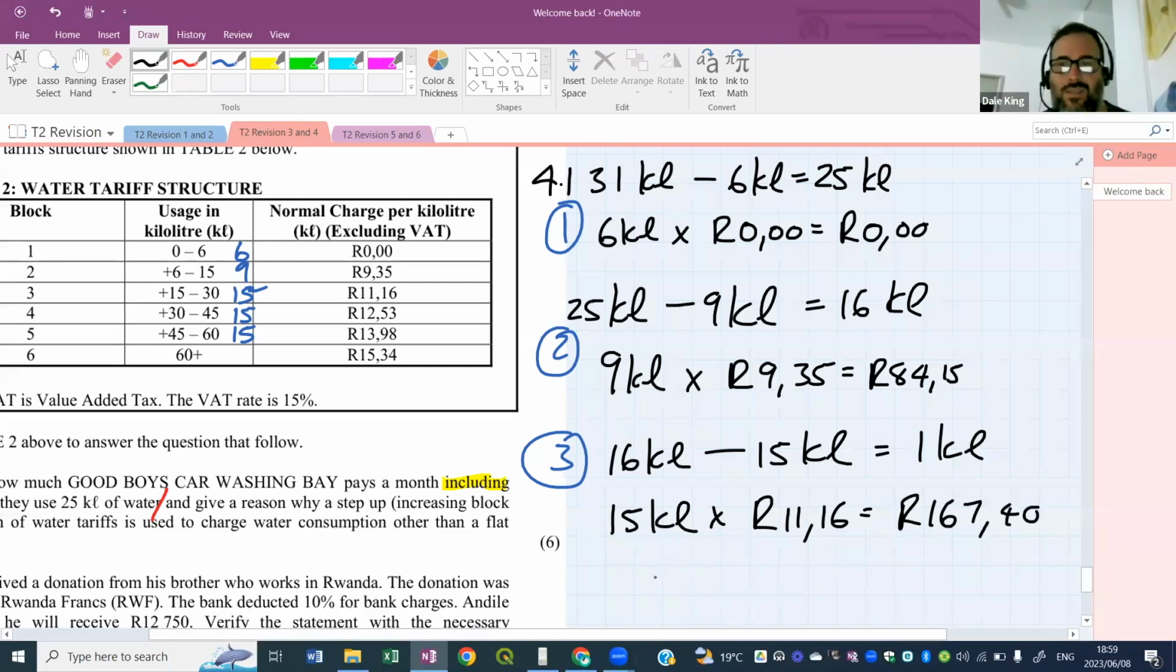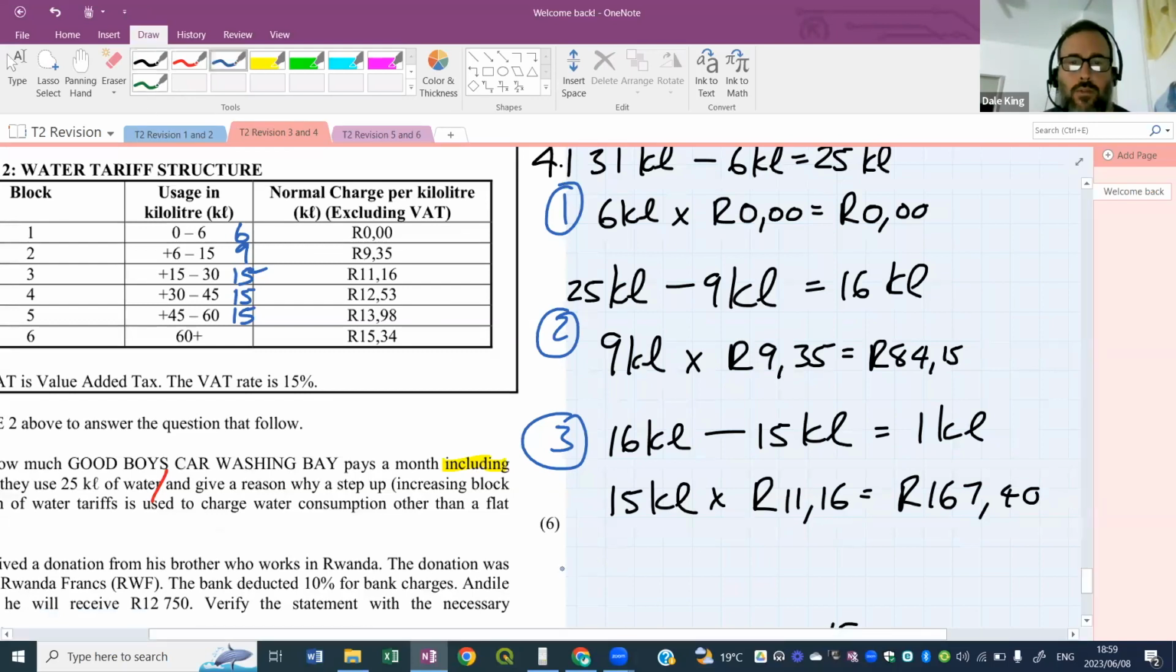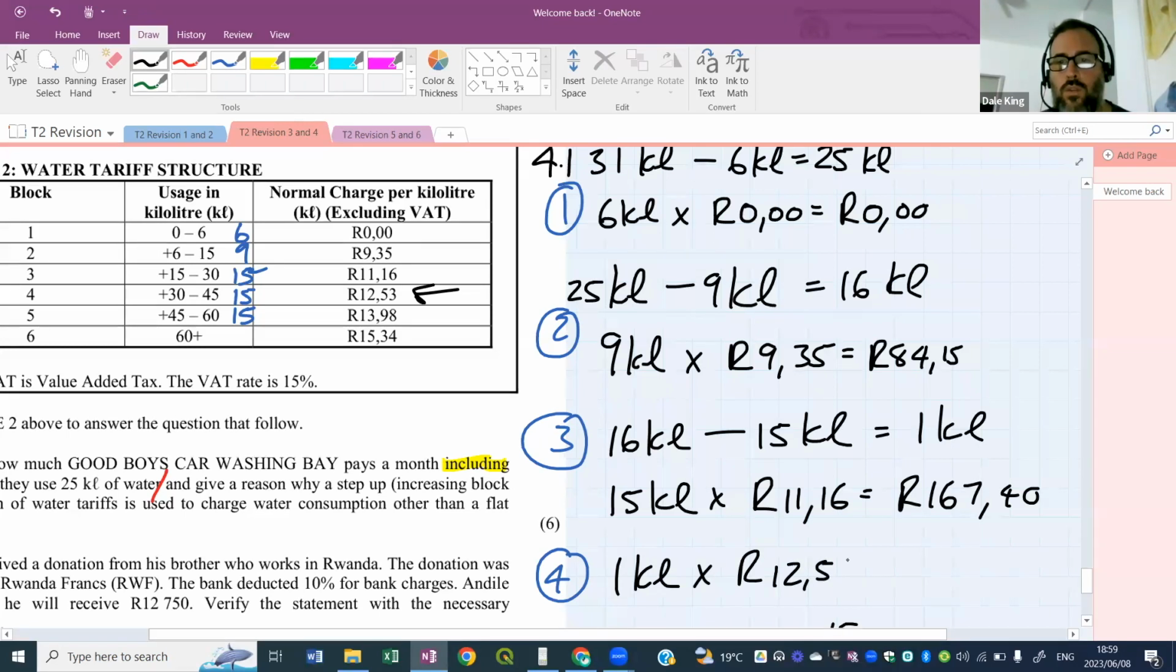Okay, I still got 1 kiloliter left. I've used up all of block 3. I'm unfortunately in block 4 now, but I've only got 1 kiloliter in block 4, not 15 or 9, just 1. And each kiloliter in block 4 is charged at the block 4 rate, which is 12 Rand 53. So I say that 1 kiloliter that I have left gets charged at the block 4 rate, which is 12 Rand and 53 cents.